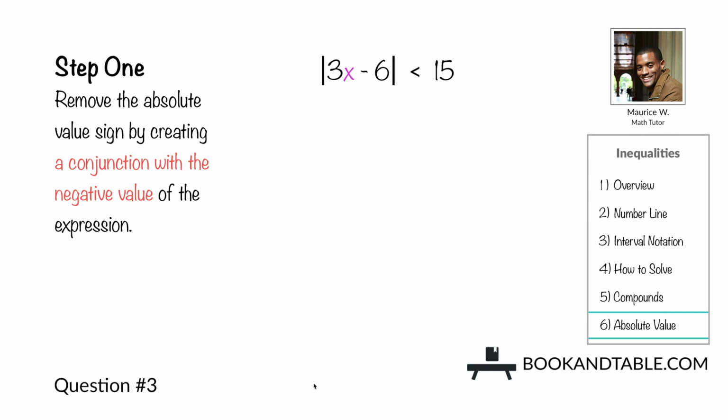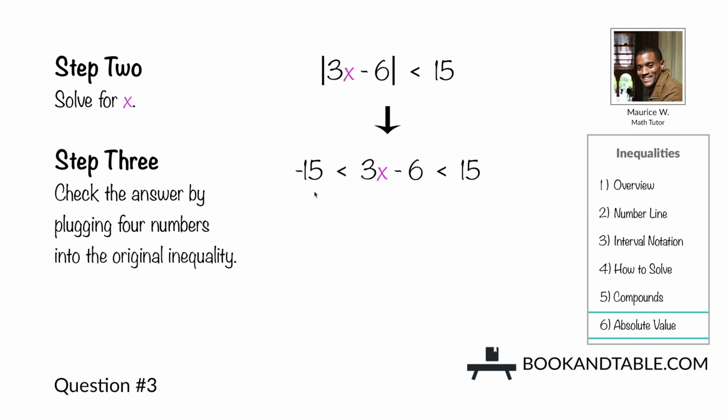And now let's go over question number 3. The absolute value of 3x minus 6 is less than 15. So step 1, remove the absolute value sign by creating a conjunction with the negative value of the expression. So we have positive 15. So the negative value would be negative 15, giving us our conjunction negative 15 is less than 3x minus 6, which is less than 15.